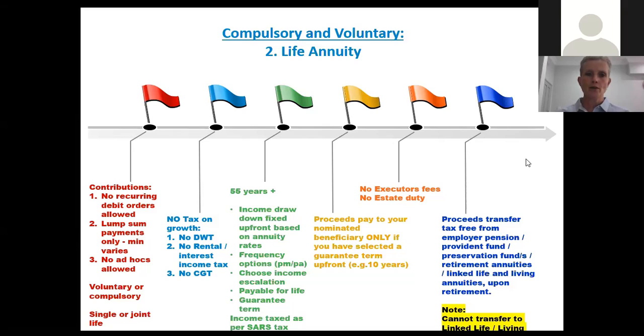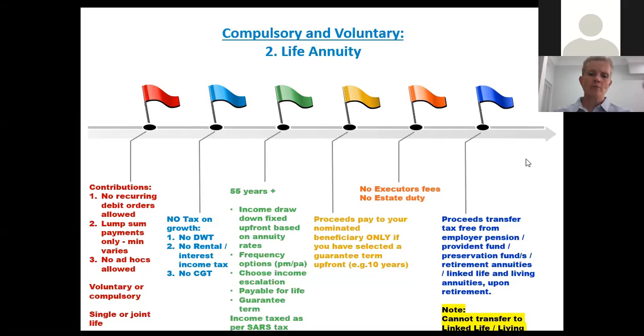So the rates are guaranteed based on the life annuity rates at the date of inception. Okay, and it's literally on a weekly basis that those rates change. That's why, in planning for retirement, we can plan today for 6 months' time, but in 6 months, many things could have changed in terms of those life annuity rates.